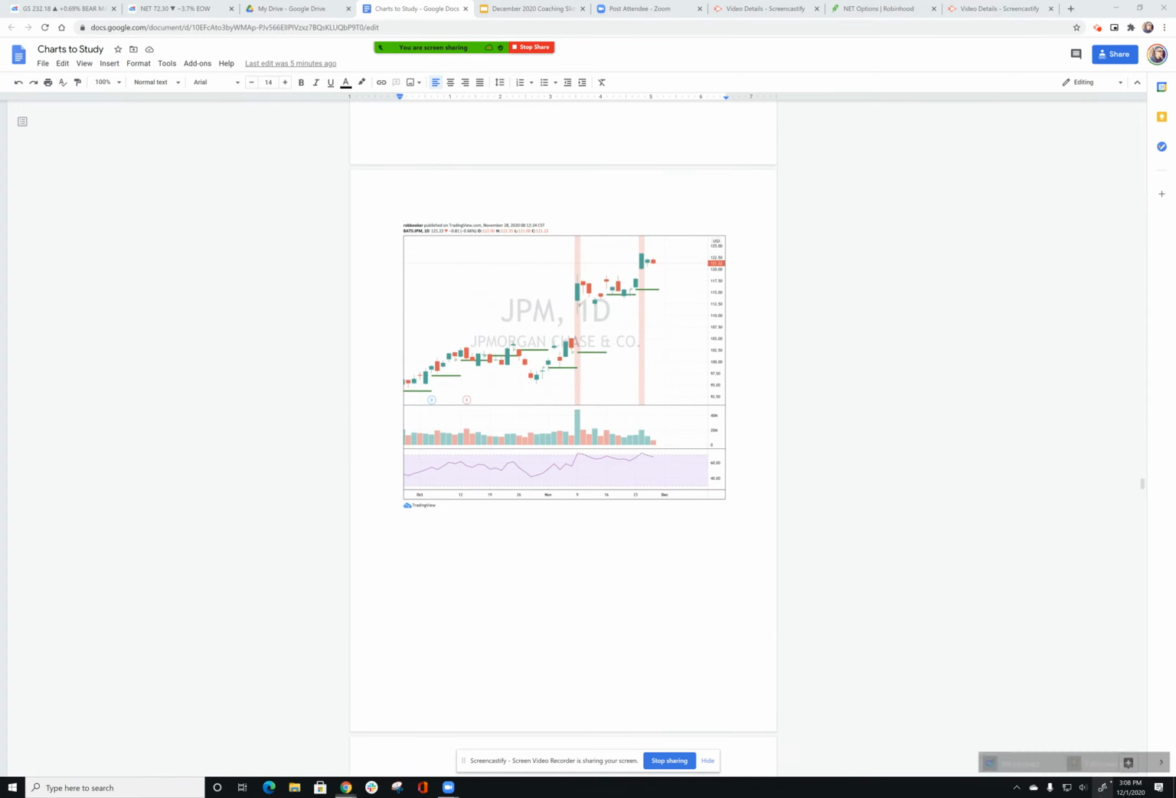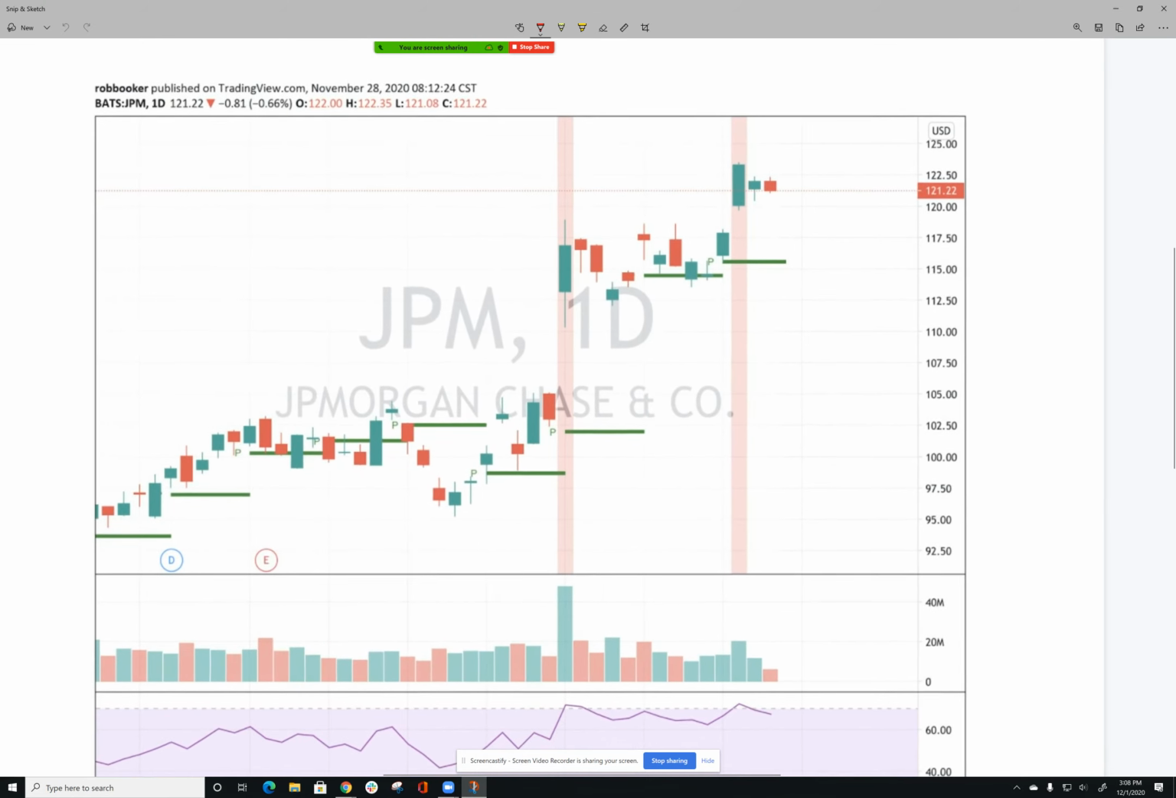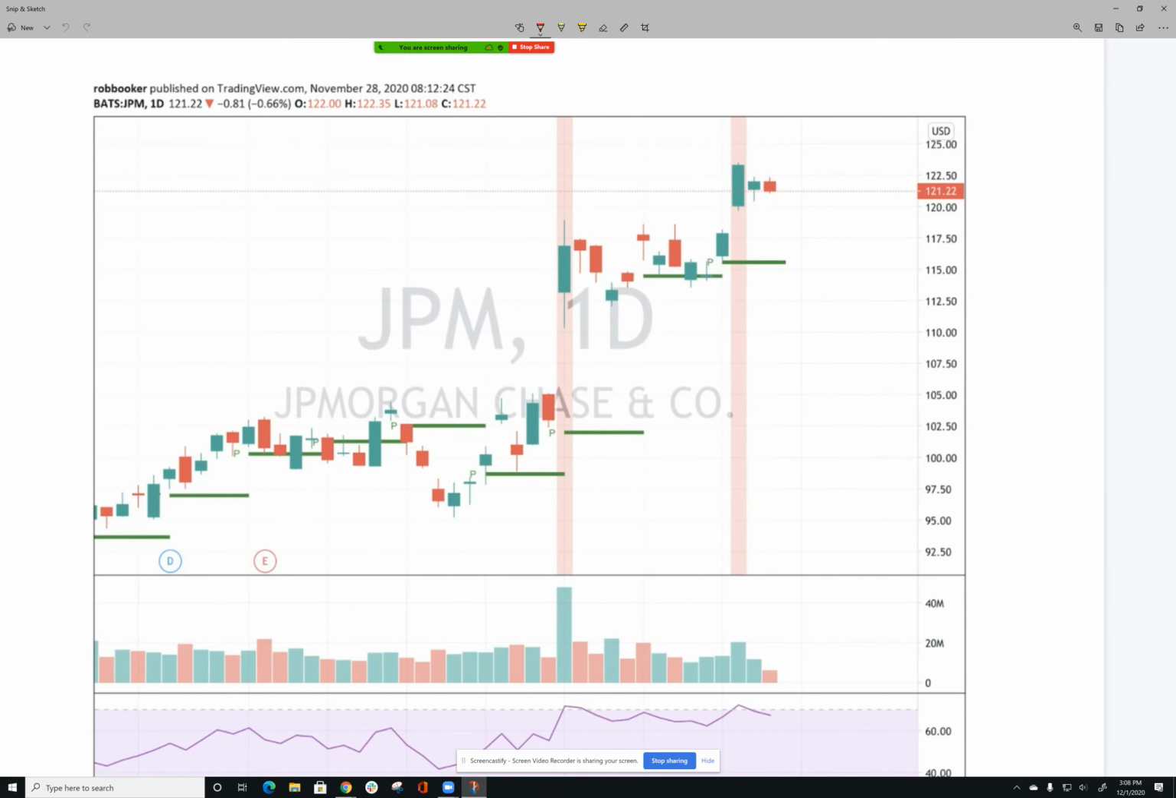JP Morgan. Day one, large candle wicks. It's not bad. It's not bad. It's not a small enough candle body relative to the wicks to take an early entry.